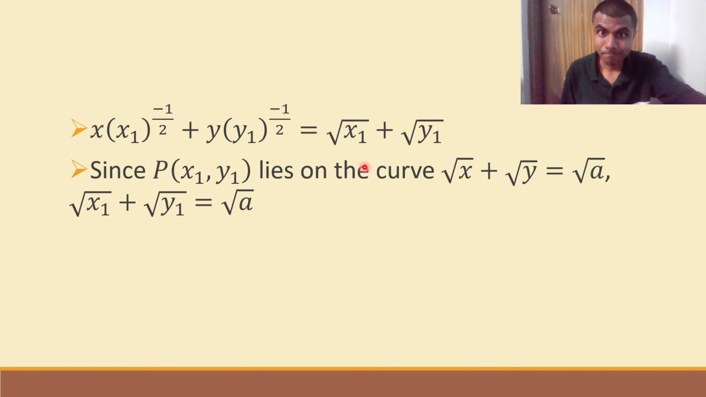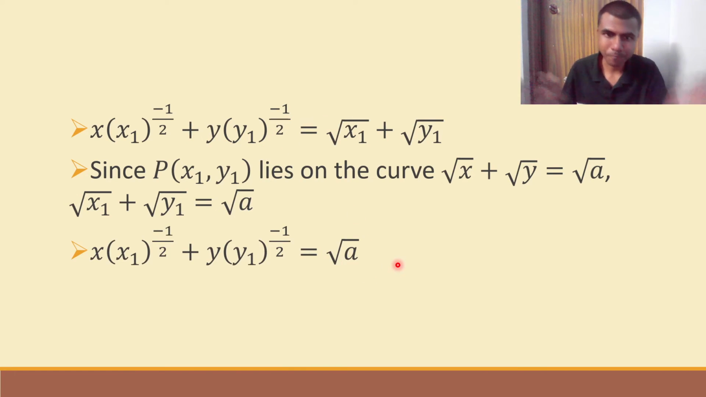Now, if you observe what we have in the RHS here, we have root x1 plus root y1. Root x1 plus root y1 is nothing but root a. So with that in mind, my final equation of tangent is x into x1 power minus 1 by 2 plus y into y1 power minus 1 by 2 is nothing but root a. This is what they asked us to prove, and we have proved it. So, the favorite statement of many people: hence proved.